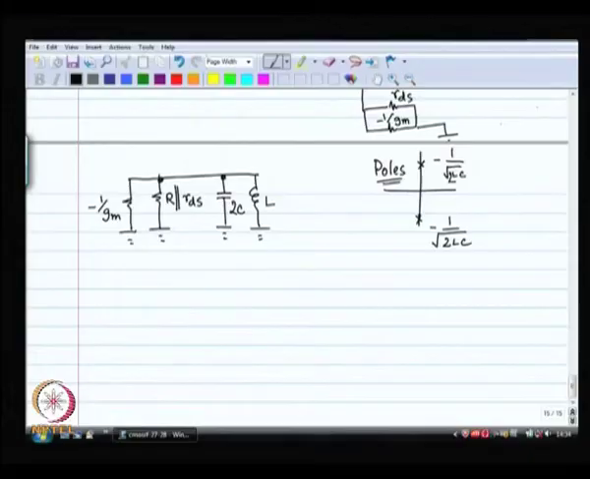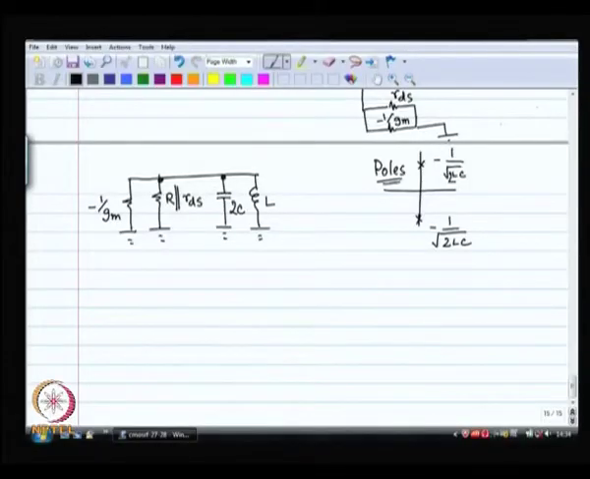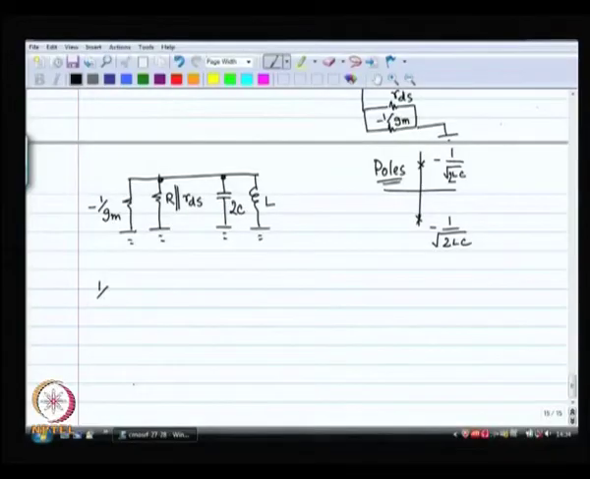What this is not doing, there are two problems with this. Problem 1 is that how do I make minus 1 by Gm equal to R parallel RDS. So, this happens when 1 by Gm is equal to R parallel RDS, right. How do I make this equal? This is problem 1.